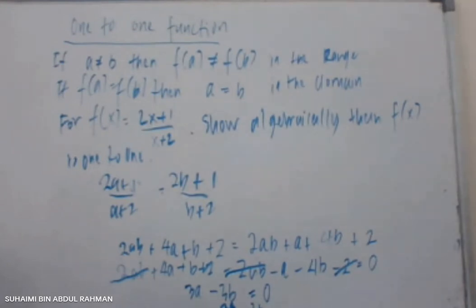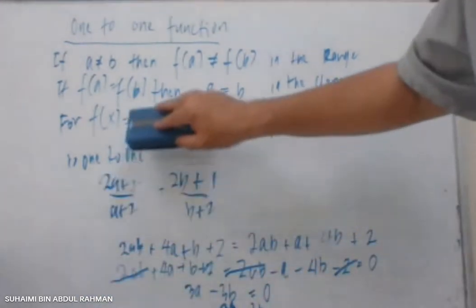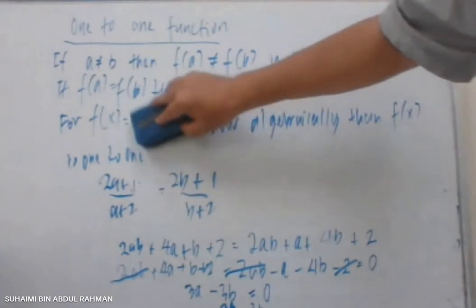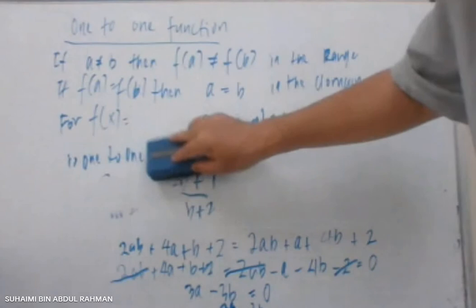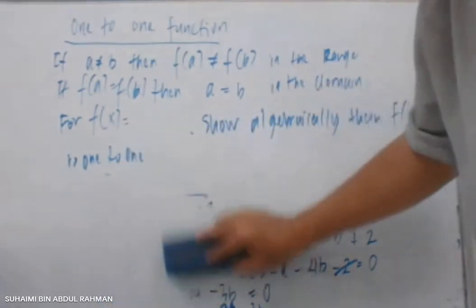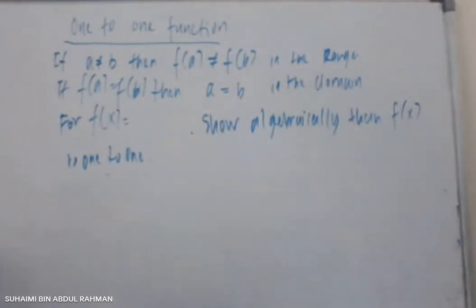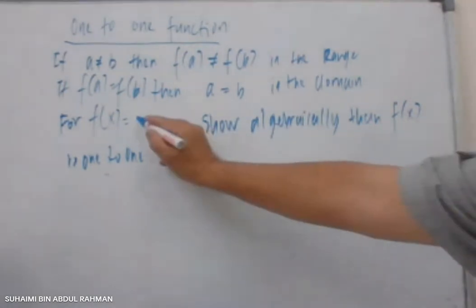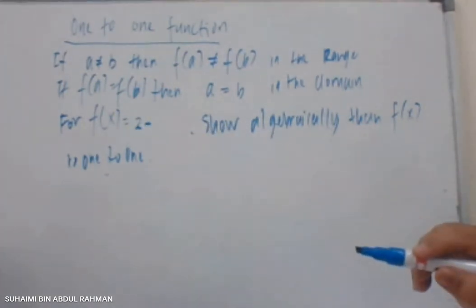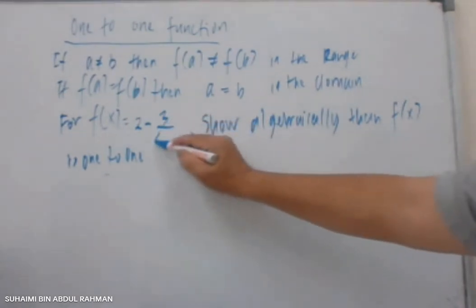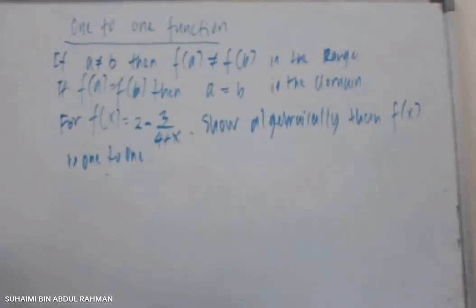Then, let's say another function you want to determine. The function is one-to-one or not one-to-one. Let's say for the function f(x) equals 2 minus 3 over (4 plus x), show algebraically that the function is a one-to-one function.